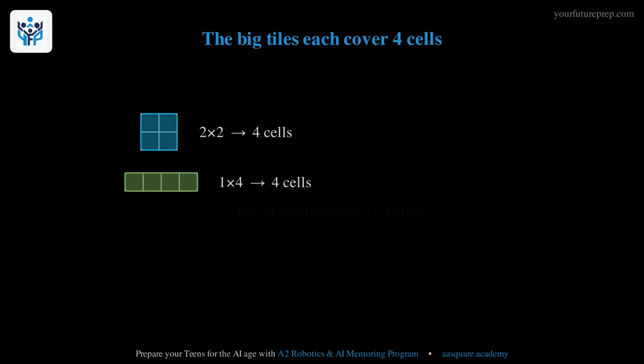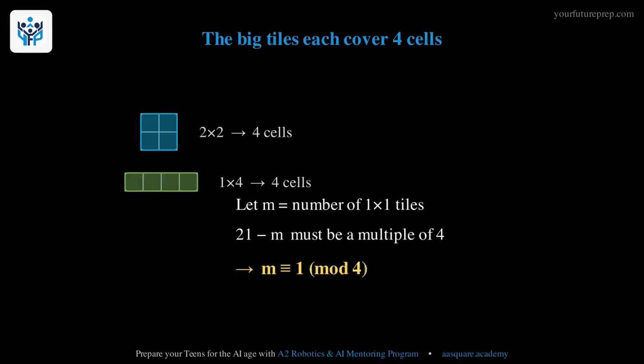Here's the key idea. Both the 2x2 square and the 1x4 rectangle cover exactly 4 cells each. The whole board has 21 cells. So if M is the number of 1x1 tiles, then 21 minus M, the cells covered by the big tiles, must be a multiple of 4. That means M leaves a remainder of 1 when divided by 4. So M can only be 1, 5, 9, and so on.